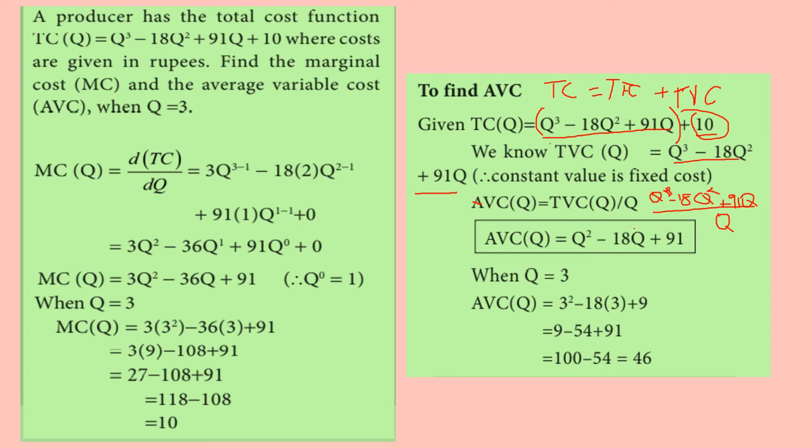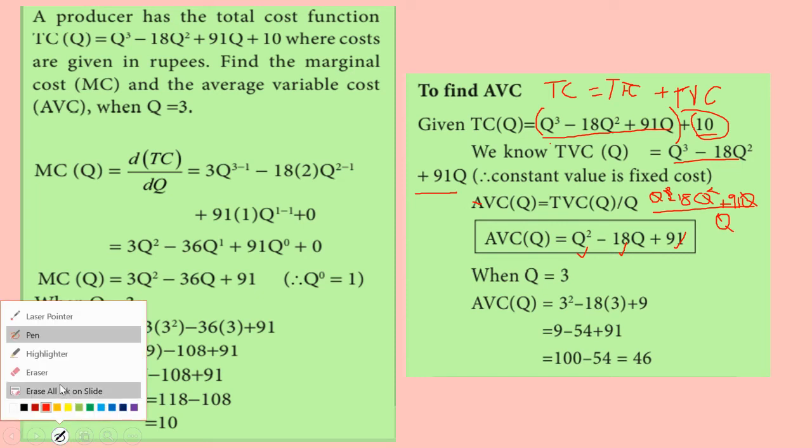Okay. Q cube. I'm sorry, this is Q cube. So Q and Q square, if you strike out, Q cube, if you strike out, you will get Q square. 18Q square divided by Q, you will get 18Q. 91Q divided by Q, you will get 91. So this is AVC. So you have to find out AVC when Q is equal to 3.